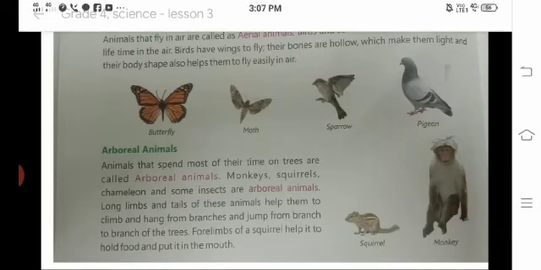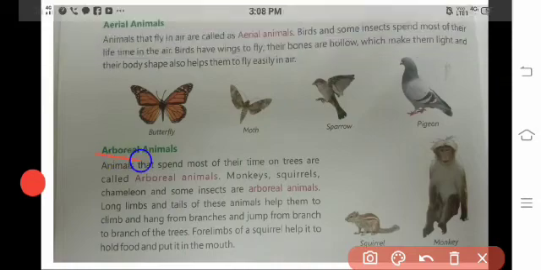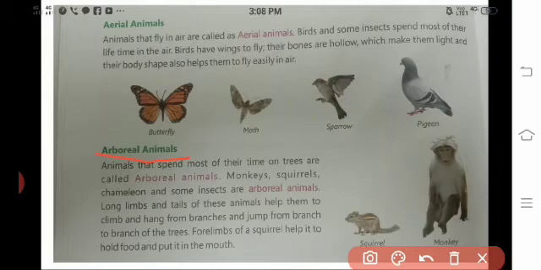Next we move on to arboreal animals. Animals that spend most of their time on trees are called arboreal animals. Monkeys, squirrels, chameleons and some insects are arboreal animals. Long limbs and tails of these animals help them to climb, hang from branches and jump from branch to branch of the trees.